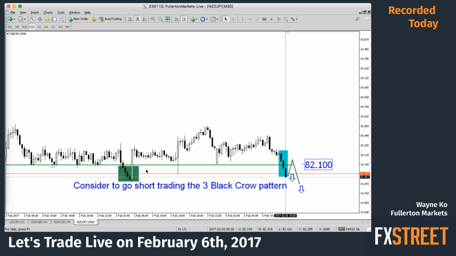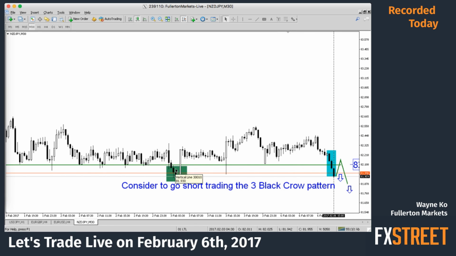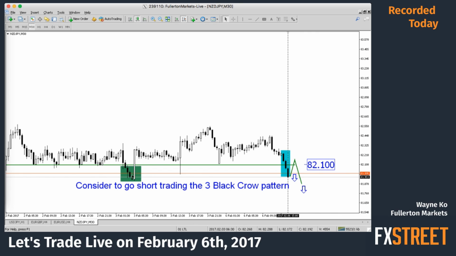Of course, if you agree with me or have the same view as me, to disregard this abnormal move, because most of the time the market is respecting the higher level over here. It's only one instance whereby it sort of broke and then went back up again. So if you share my view, then you could possibly consider taking this 3 black crow trade.